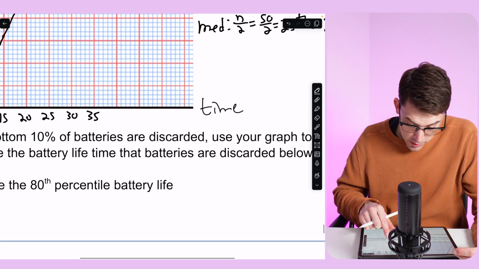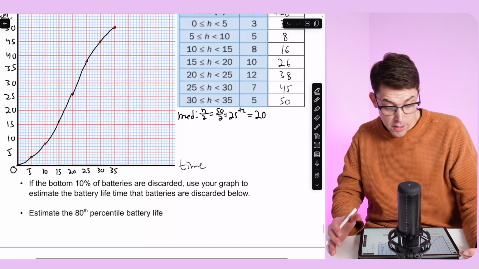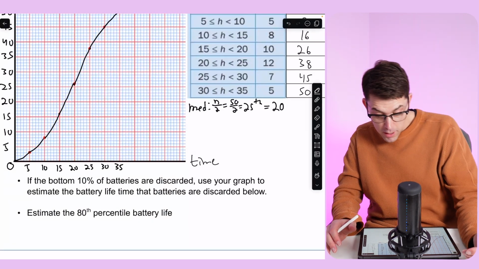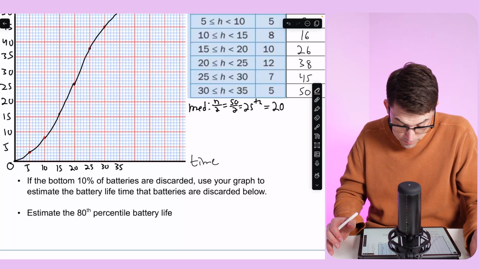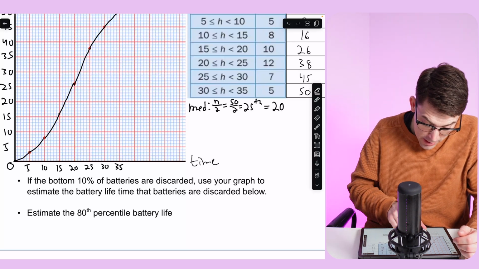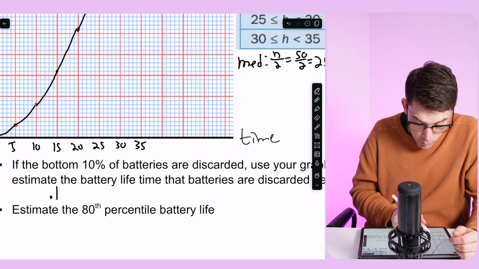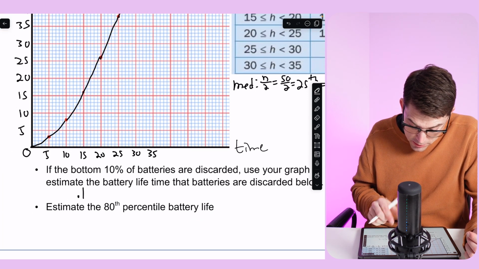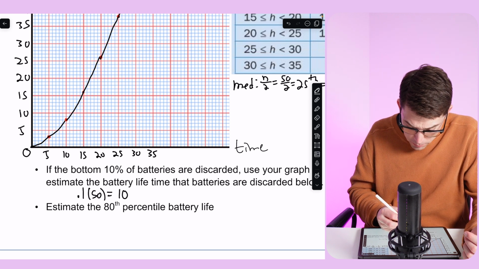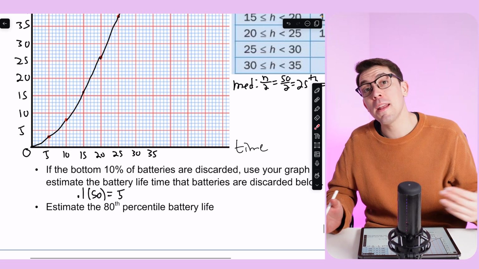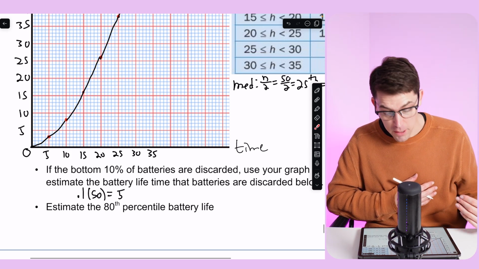Now, let's say we know that the bottom 10% of batteries are discarded. Well, then what's the battery lifetime at which the batteries are discarded? So if we have 10%, okay, that's going to be a nice 0.1. Well, how many batteries do we have? Well, we have 50 batteries, meaning that we have a value of 5. So what does that mean? It means that the bottom 5 batteries are going to be discarded.